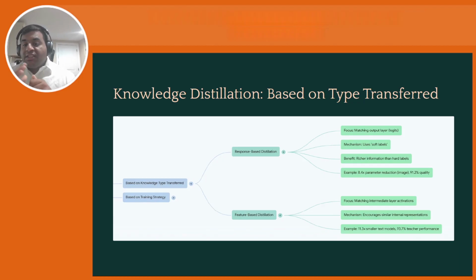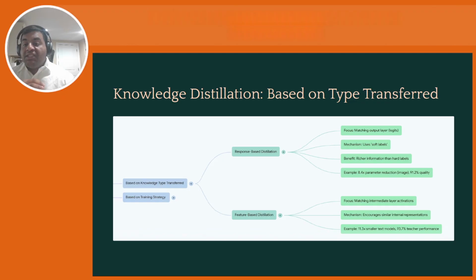How is the knowledge actually transferred from the teacher to the student? We can categorize distillation based on the type of knowledge. First is response-based distillation, which focuses on matching the output layer predictions of the student to the teacher. Using the teacher's full probability distribution provides rich information that just the final predicted class lacks.